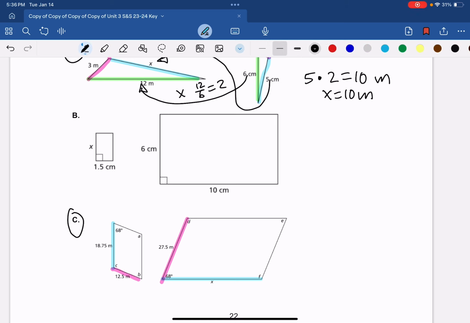All right. So we only have 2 numbers here. We're going to do x over 27.5. So that means I got to do the long side, 18.75, over the short side, 12.5. Those are our ratios. So next step, let's just set those ratios equal to each other. This is the ratio method. Let's make that clear.